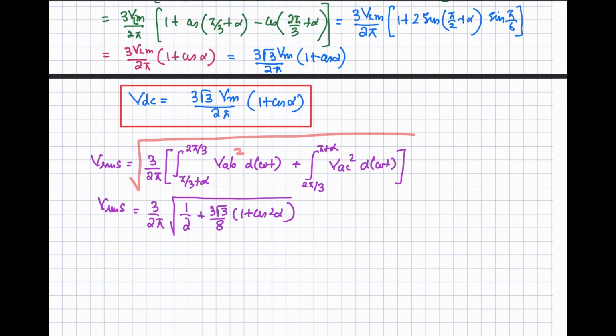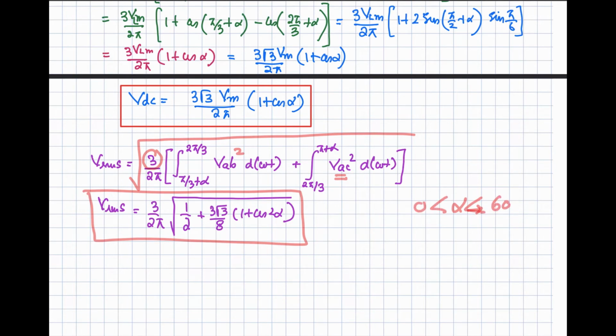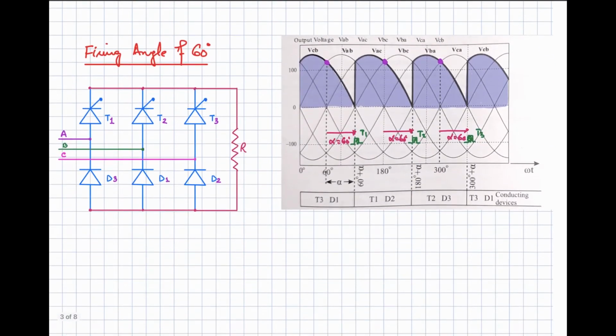So if you do it, this will be written like this, right. VAB square, then the square of VAC, integration for the mean value, and then multiplying it with 3, because 3 times this area is going to appear, and then the square root. So the RMS value will be given by this expression for this particular output when your firing angle is between 0 and 60 degree. From 0 to 60 degree, this expression will be used for calculating the DC voltage and the RMS voltage.